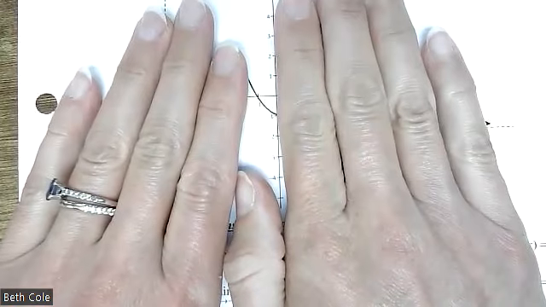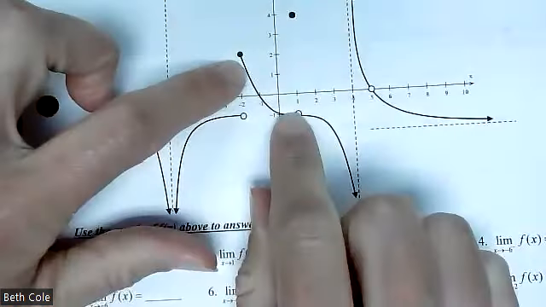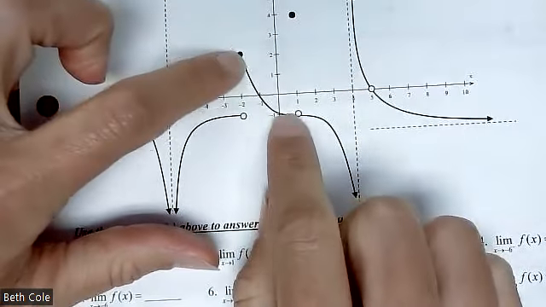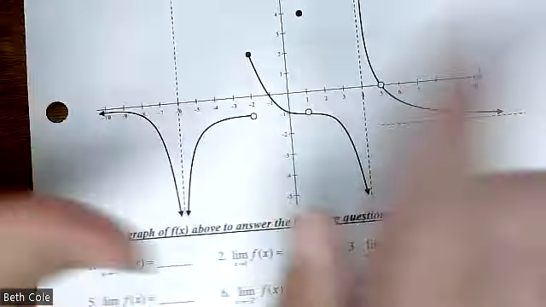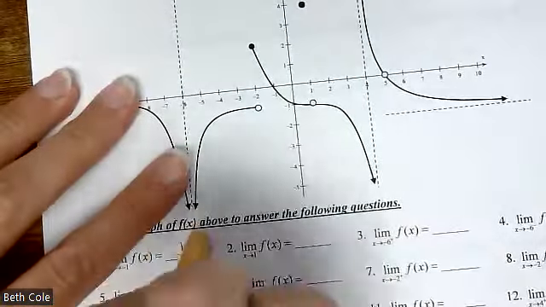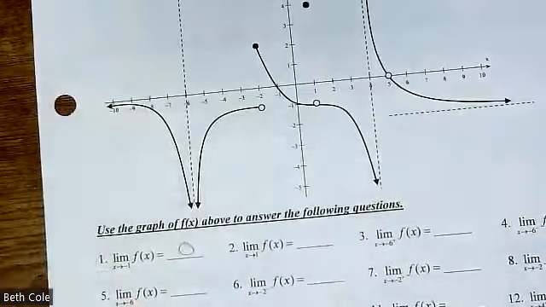You want to cover up everything else except -1 and zoom in on that point. Where are both sides headed to -1? 0 is the answer. That's it. That's really all that we're doing. All right, but both sides have to come together. They have to meet up.